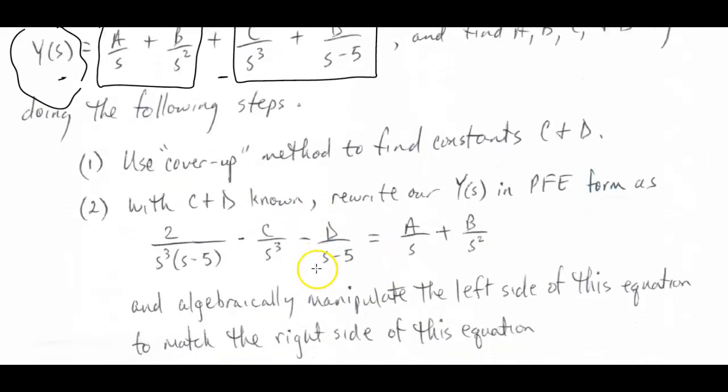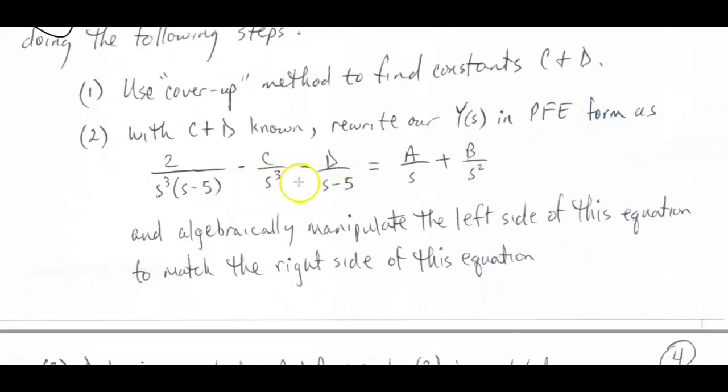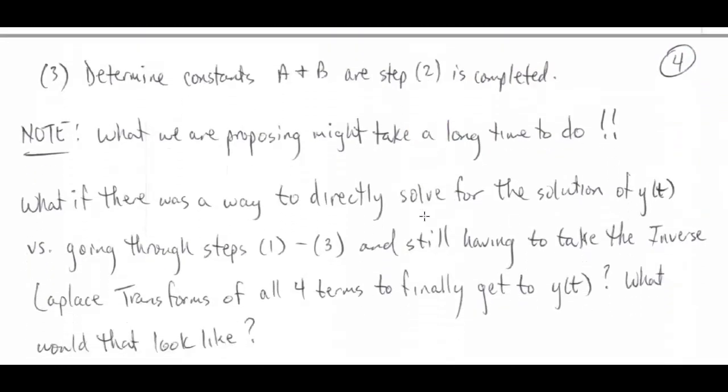And so I just go through those steps here, saying we use the cover-up method for C and D, rewrite everything to solve for what this is going to end up being. And from that, we determine A and B however we like. Okay. Now, the point that I'm trying to get at here is that even though that is a relatively easy problem to do in Laplace transforms, it still may take a while.